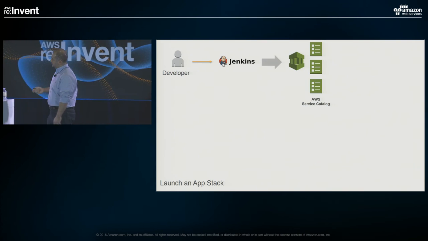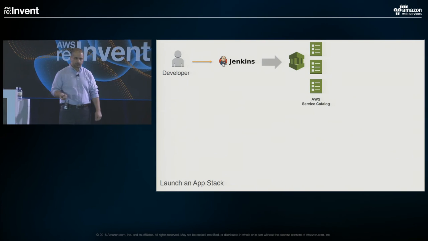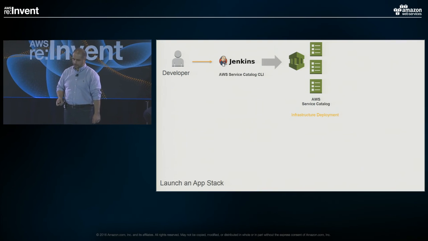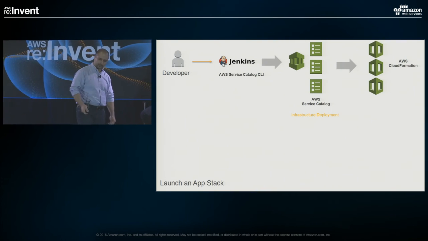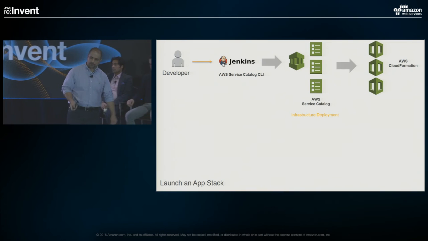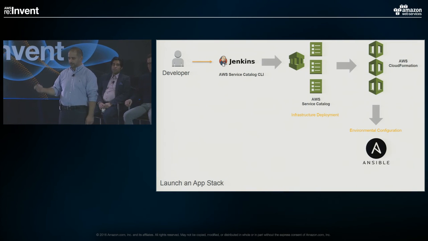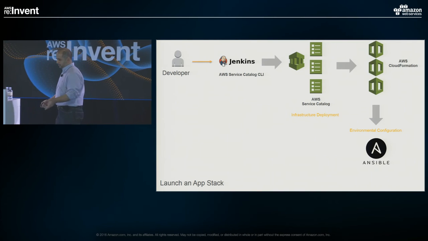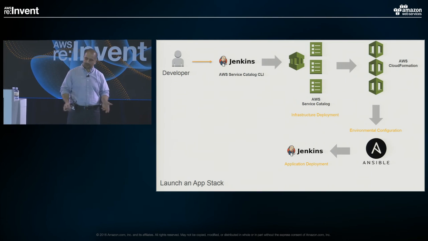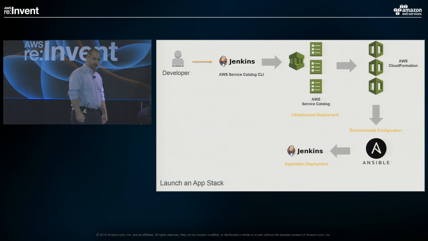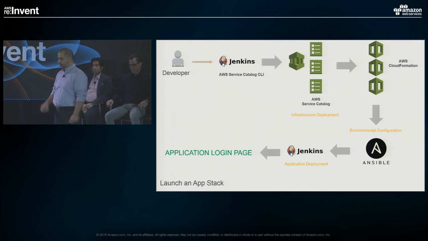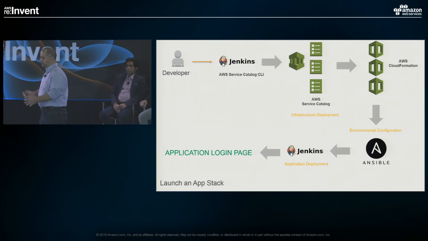So we're using Jenkins. Jenkins kicks off multiple CLI calls to Service Catalog, which is, let's say, an entire stack: web server, app server, database, for example. That kicks off a bunch of CloudFormation templates. Those CloudFormation templates build the infrastructure, and then you call Ansible to build the environment. Once the environment is built, the application gets deployed through Jenkins. Again, this is a non-production workflow, but it works pretty well. So you see everything is automated.